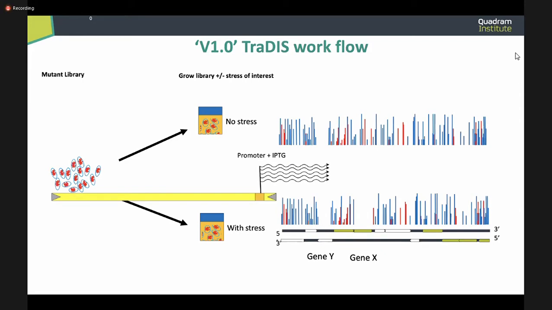So here comes the expression part of TRADS. We introduce an outward facing promoter in each transposon. So when they are inserted next to the essential genes, and if the essential gene is required in that particular stress condition, it will be overexpressed. And if it's not required or it's detrimental, then it will be repressed.